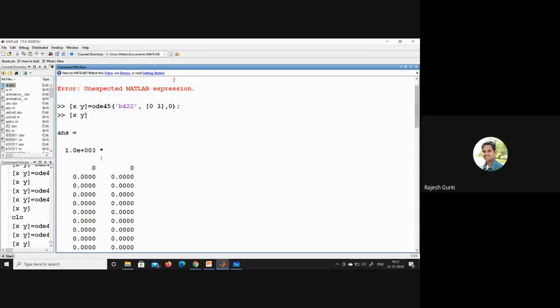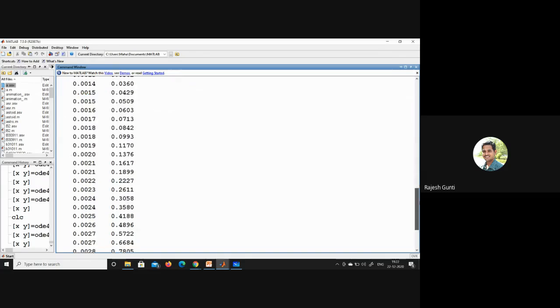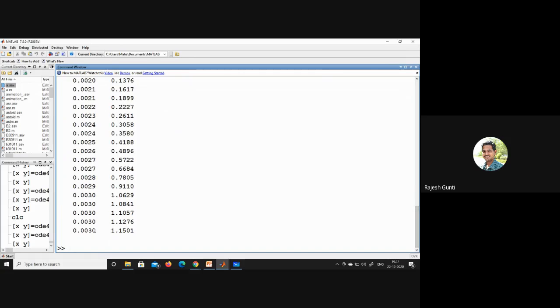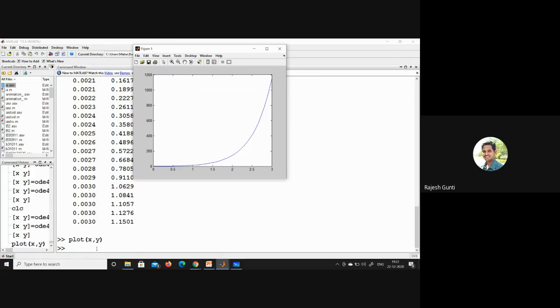Into 10 to the power of 3 is there. 10 to the power of 3 means the last value will come as 3. The solution is 151.1, 150 something is given. If you want to know the plot, plot x comma y. This is the solution. It is an exponential curve, 3 into something is there.